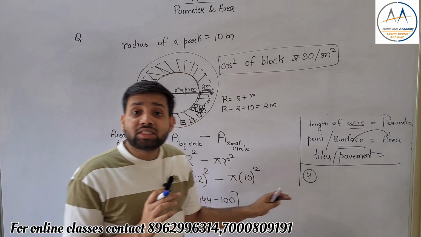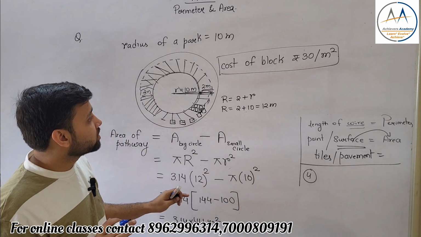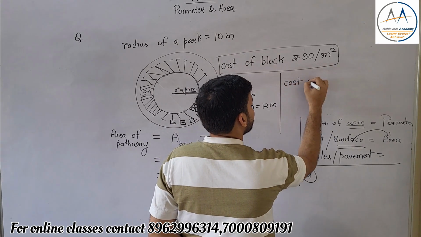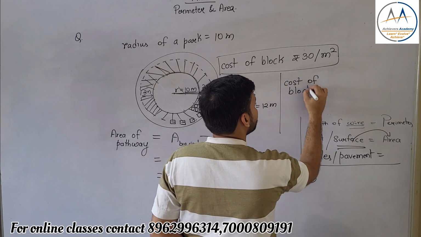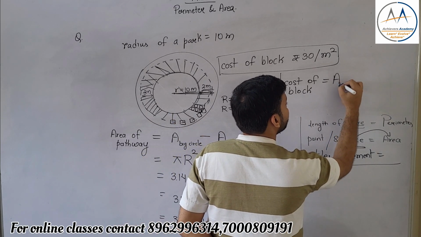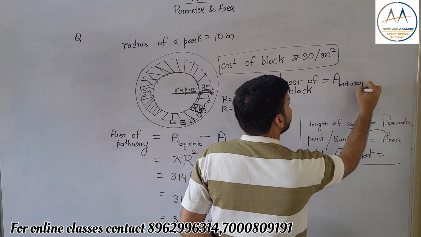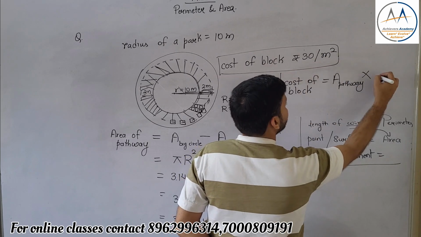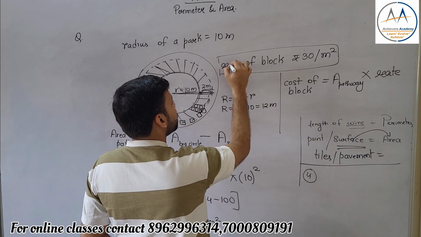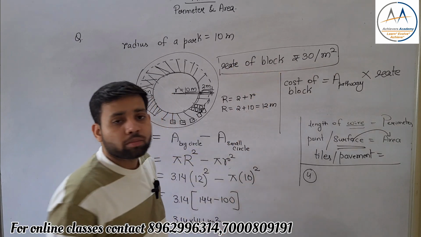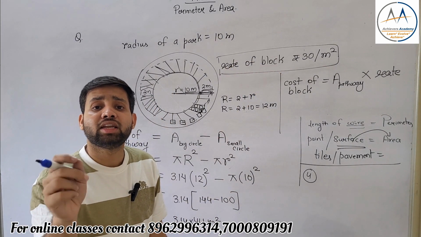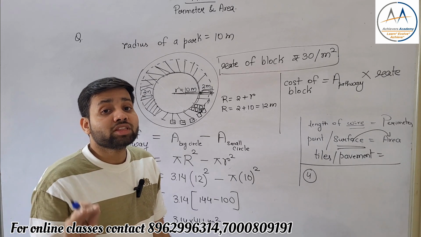But what is the important point here I want to tell you is that amount or the cost of block is equals to area of pathway multiplied by what? Rate. This is rate of pathway. It's not given in the question. Rate of block per meter square is 30. So you will multiply 30 rupees and give the final answer in rupees. Very careful with the units.